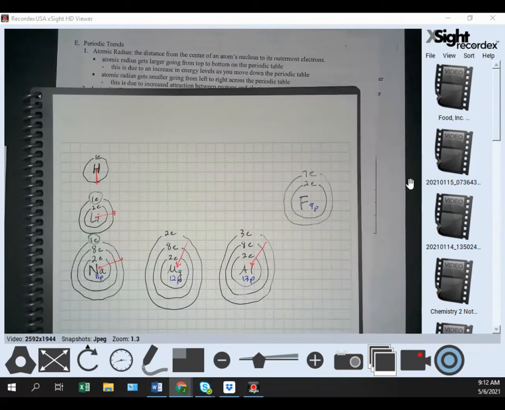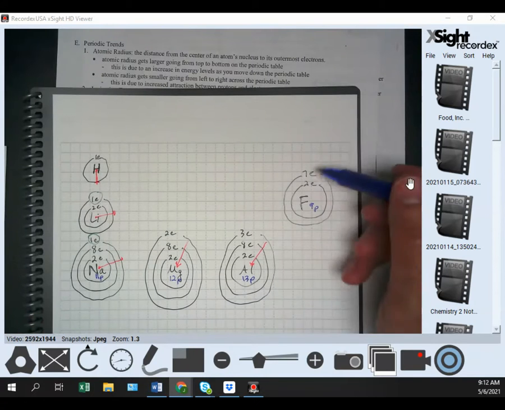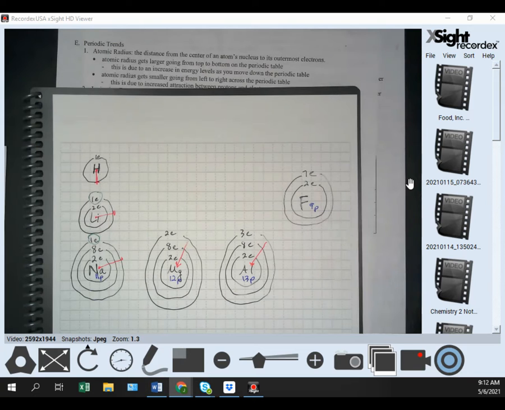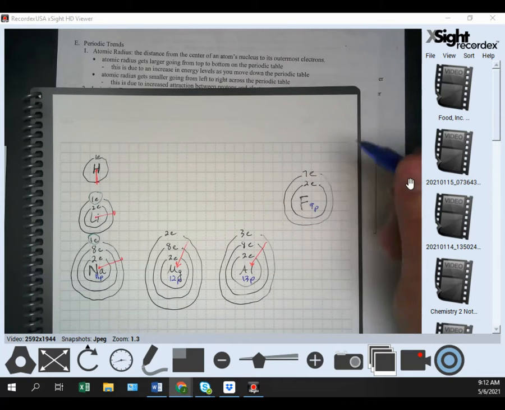Fluorine is so close to being stable. All it needs is one more electron. So it's almost there. The last thing fluorine wants to do is give up an electron, because that makes it even further away. Fluorine does not want to give up any electrons. It wants to gain one more. It's so close to being stable.